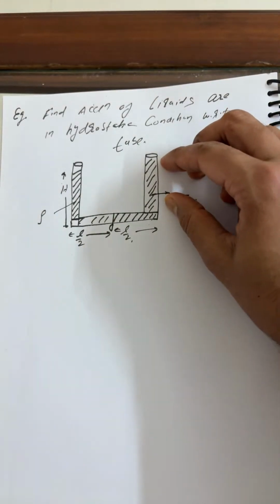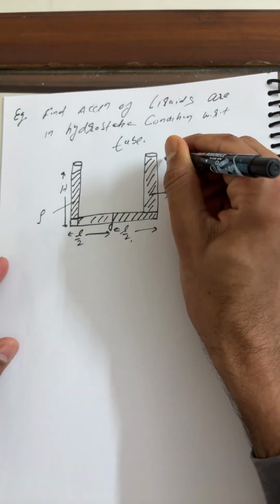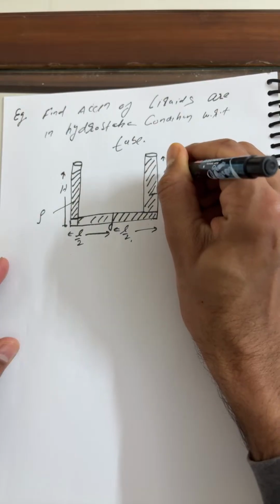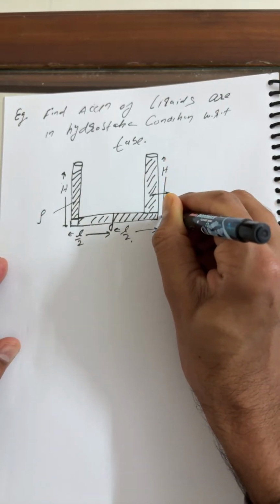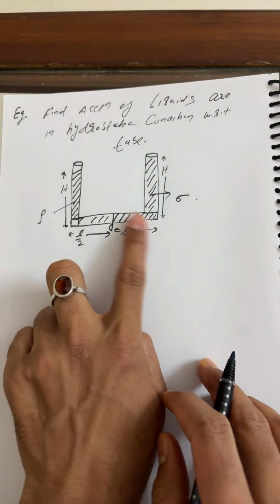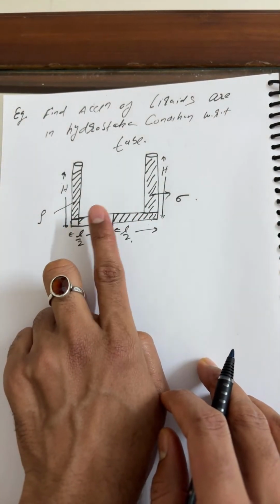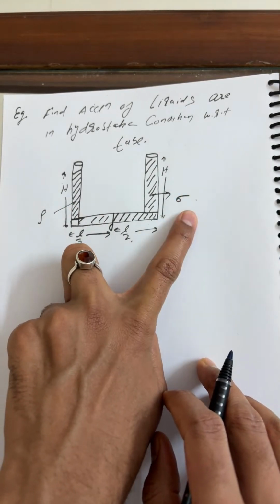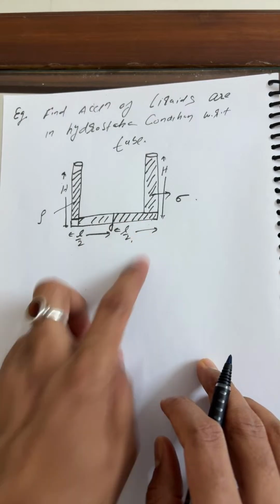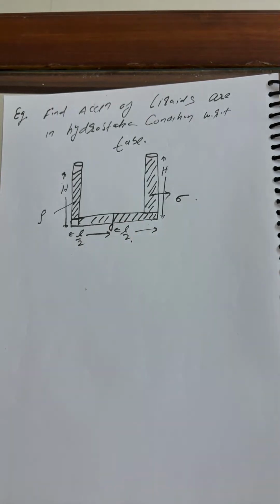This remains h, the height in both of the limbs, which is the liquid filled and remains the same. But in these two arms there is a different liquid with a different density: sigma, and this is rho. Then we have to find the acceleration of the liquids in hydrostatic condition with respect to the tube.